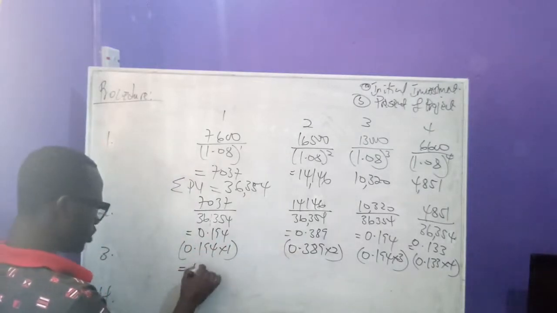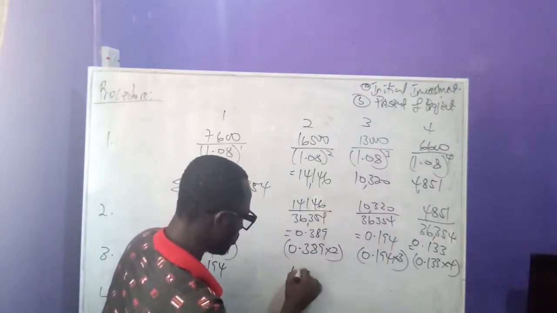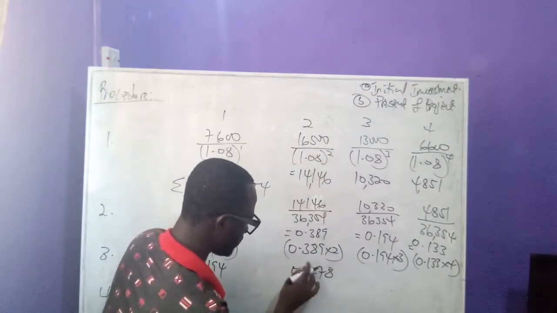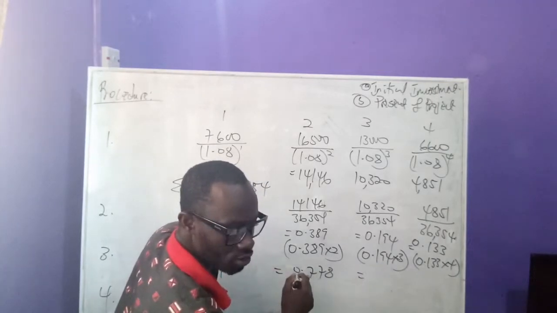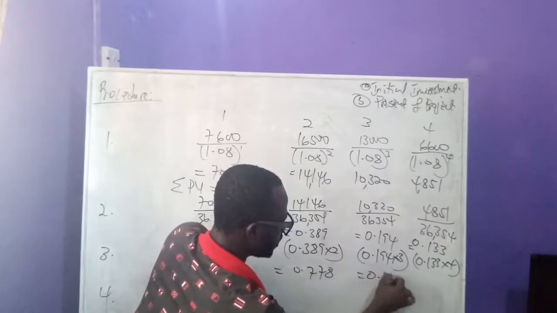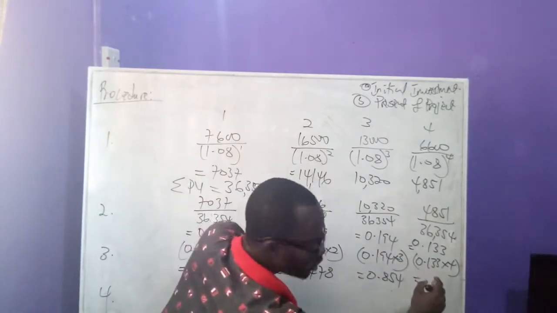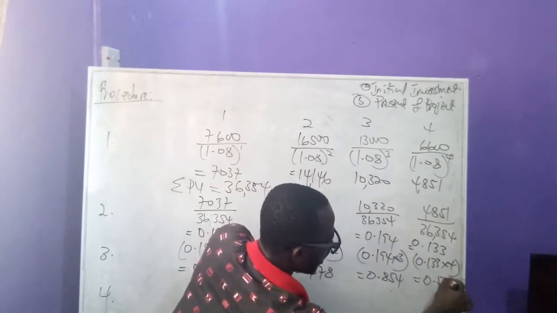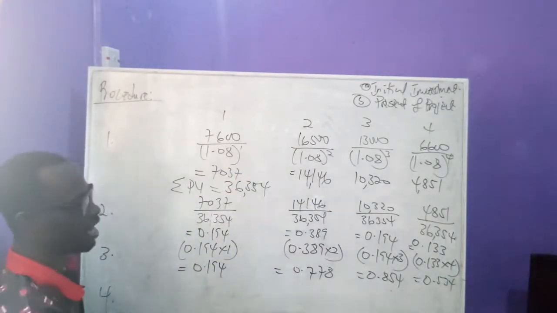This will be 0.194. This times 2 should give us 0.778. This times 3 should give us 0.852. And that times that should give us 0.534. So that is the third approach.